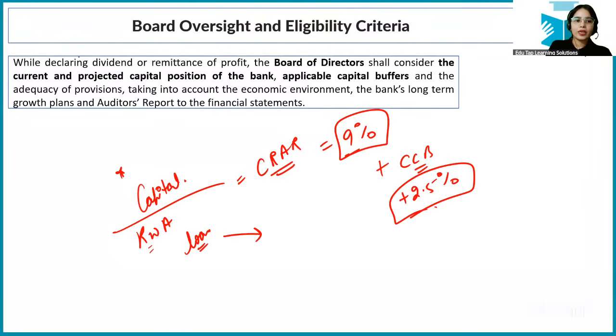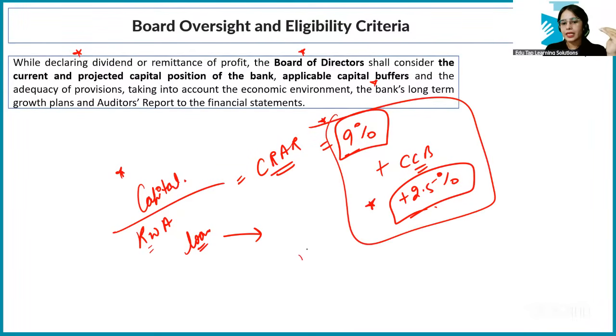So while declaring the dividend, the board of directors shall consider the current as well as the future capital position, that is, are we able to maintain the 9% of the CRAR, and do we have enough of the mandated buffers. This is the minimum capital that the banks have to maintain. And the adequacy of provisions. The provisions are a separate amount that the banks are keeping to handle their NPAs. So do we have adequate provisions? Taking into account the economic environment, the stress in the economy, as well as the bank's long-term growth plans, on the basis of all of this, the dividend has to be declared.